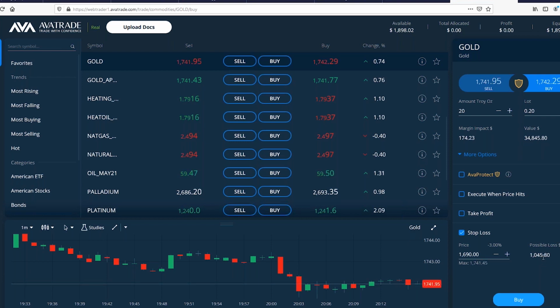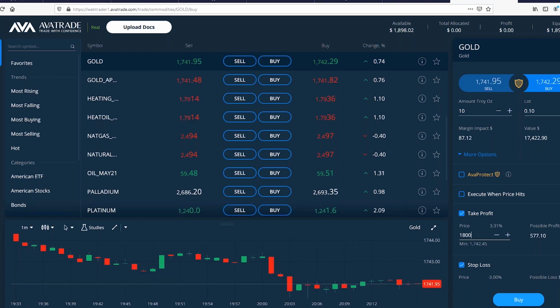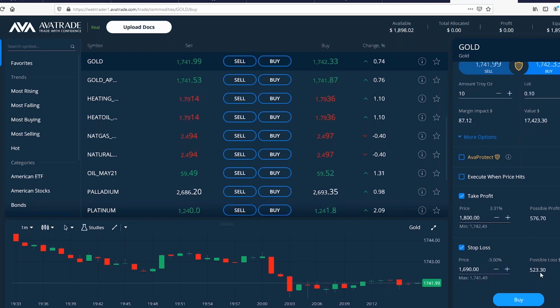I might say, wow, I don't want to risk over half my balance on this move. So I could lower my trade size. That's one way to lower the exposure, right? If I go 10 ounces, now I'm risking 522. And I might say, I don't want to go with less than 10 ounces because I want the potential profit to be large enough. If I program my take profit at, I don't know, 1800, and I say, okay, I can make 577, but I don't want to risk over 500 also. So maybe I say, well, let me do this.